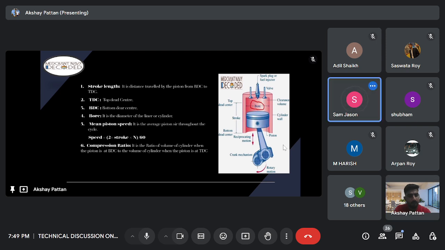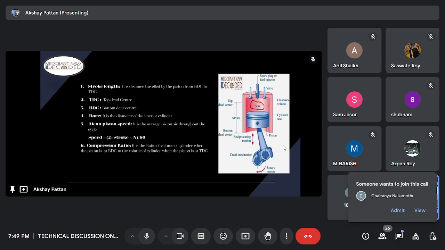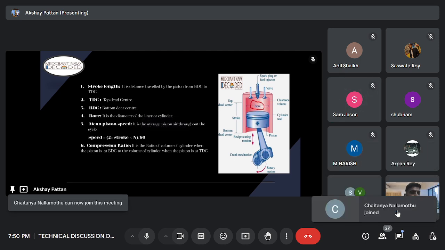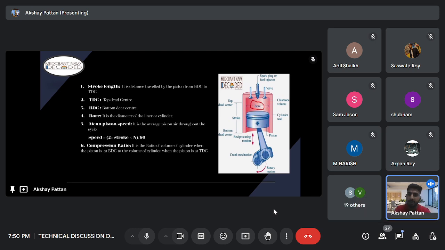So it is the ratio of the cylinder volume when the piston is at BDC to the cylinder volume when the piston is at TDC, that is top dead center. Is there any doubt in these terms? These were the basic terms: stroke length, bore diameter, TDC, BDC, compression ratio, and mean piston speed. So these were the basic terms of IC engines. Is there any doubt about this?